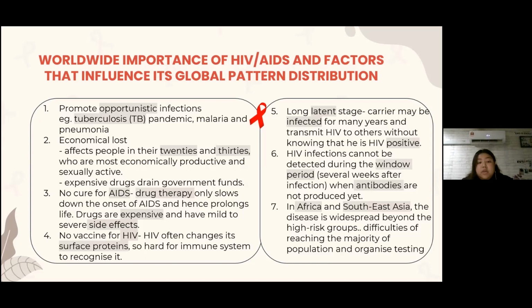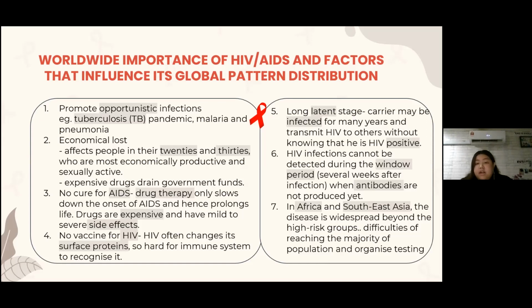Number 3, no cure for AIDS. The drug therapy only slows down the onset of AIDS and hence prolongs life. Drugs are expensive and they have mild to severe side effects. Number 4, no vaccine for HIV. HIV often changes its surface proteins, so it is hard for the immune system to recognize it.